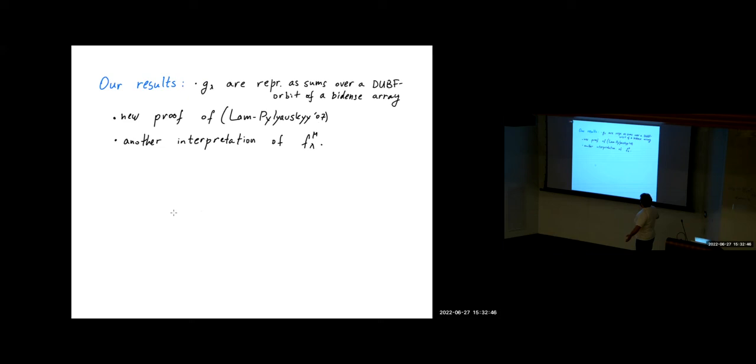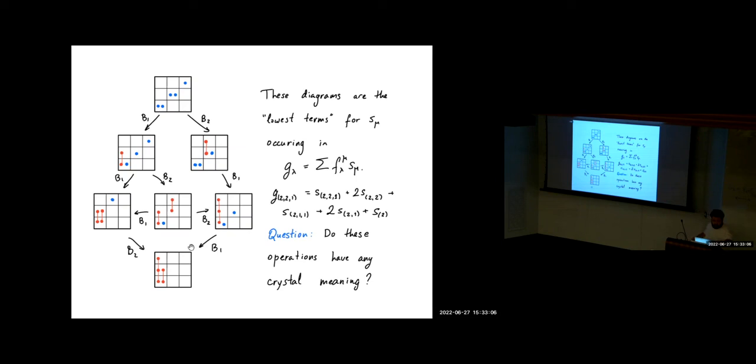monomials in the dual Grothendieck polynomials as sums over DUBF. DU stands for down and up, and BF for break and fix orbit of a bidense array. So we have something like this. We can act on it by break and fix, and also on each of these guys we can act by usual upward and downward operations. And we sum up all the monomials, and we get the Grothendieck.